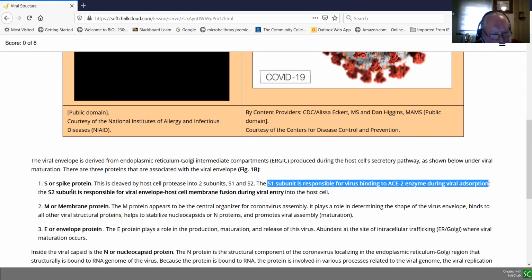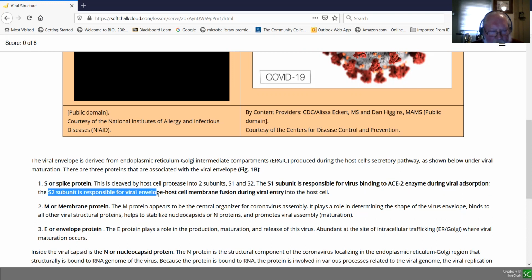The S2 subunit is a fusion peptide, and that allows the viral envelope to fuse with host cell membranes during viral entry or penetration. We'll talk more about that when we get into viral adsorption and penetration shortly.